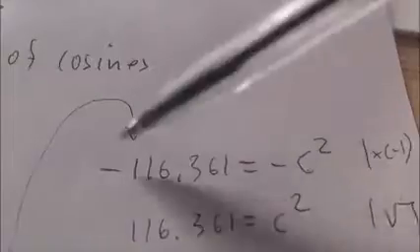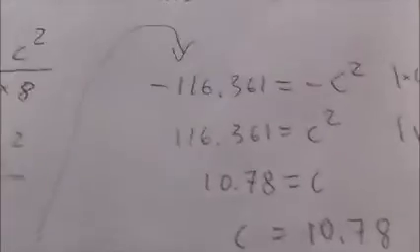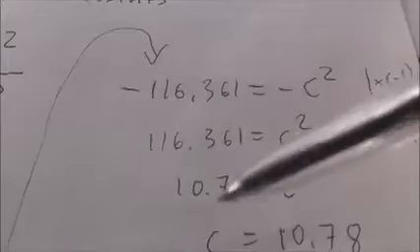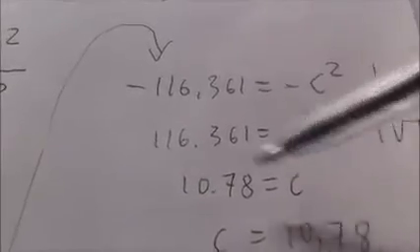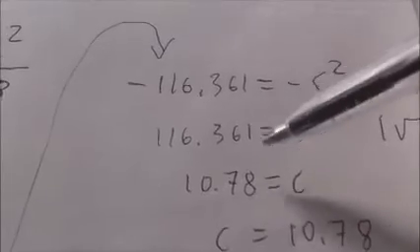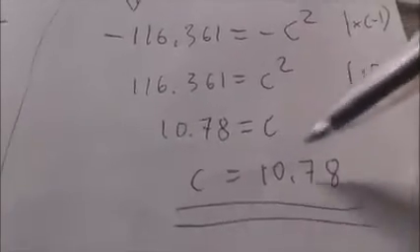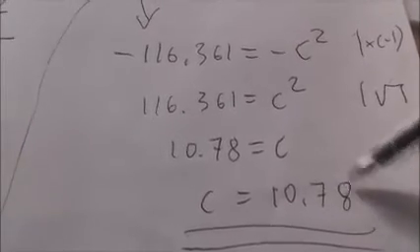Now we've got both minus signs here. We know we can't take a square root when we've got a minus sign, so we have to try to get them positive. We multiply both sides by minus 1, and we get both sides positive. Now we can take the square root: c squared becomes c, and 116.361 becomes 10.78. And that's the resultant. c is equal to 10.78, and because we are talking about amperes, it's going to be amps.